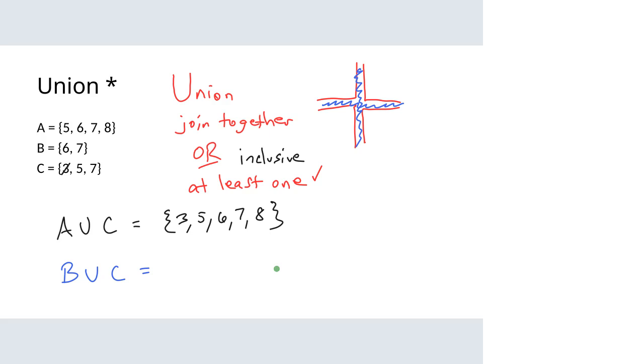So for B union C, what we're doing is we're joining those two sets together. So we're taking anything in B, joining it with anything in C. So we're going to have 3, 5, 6, and 7. We don't need to write the 7 twice. It's 3, 5, 6, 7 because we joined them together. Take everything in B, join it with everything in C. There's B union C.